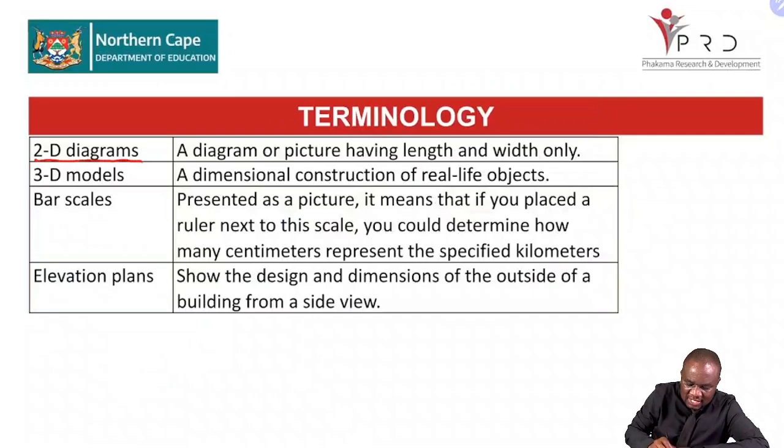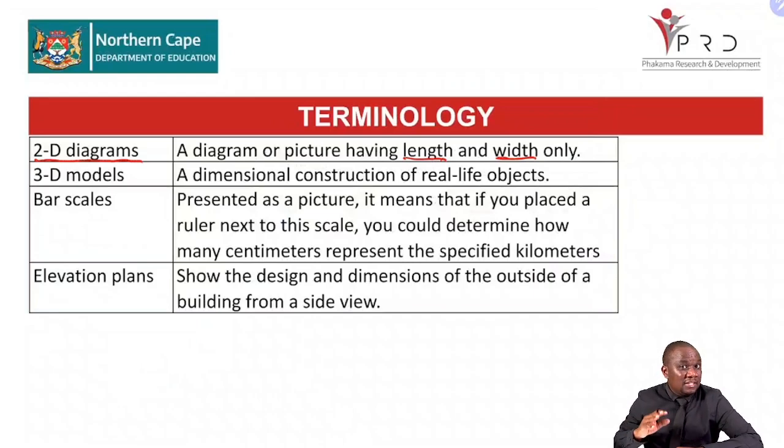A 2D diagram is a diagram or a picture having length and width. Do you see that? Length and width. Two dimensions. But if it's length, width, and height, that's 3 dimensions, like real objects, like this calculator. It has the length, width, and height. That's a 3D, a dimensional construction of real life objects. But 2D is just length and width.